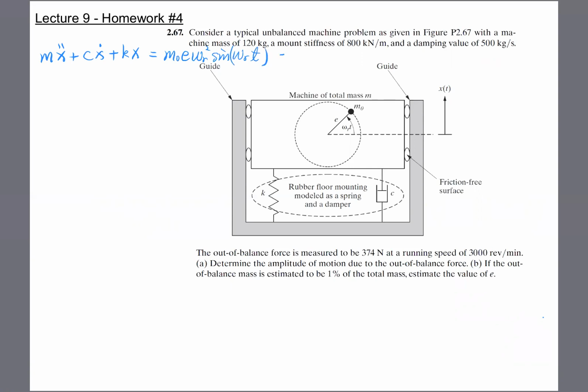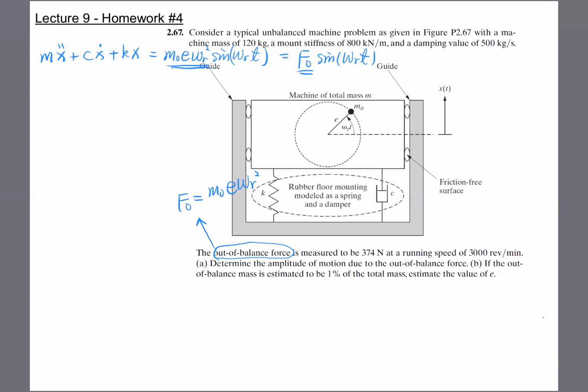You remember that on your right-hand side, that's actually harmonic excitation, right? This F naught is defined as the so-called unbalanced force. So this is your F naught. And according to the definition, F naught is m naught e omega r squared.